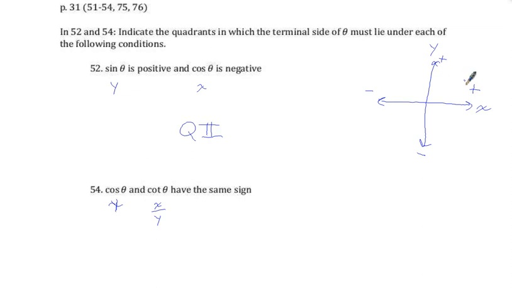So if cosine is positive in these two quadrants, 1 and 4, where then is cotangent positive, or the place that has the same sign? And that would be right here in quadrant 1. So quadrant 1, both are positive.